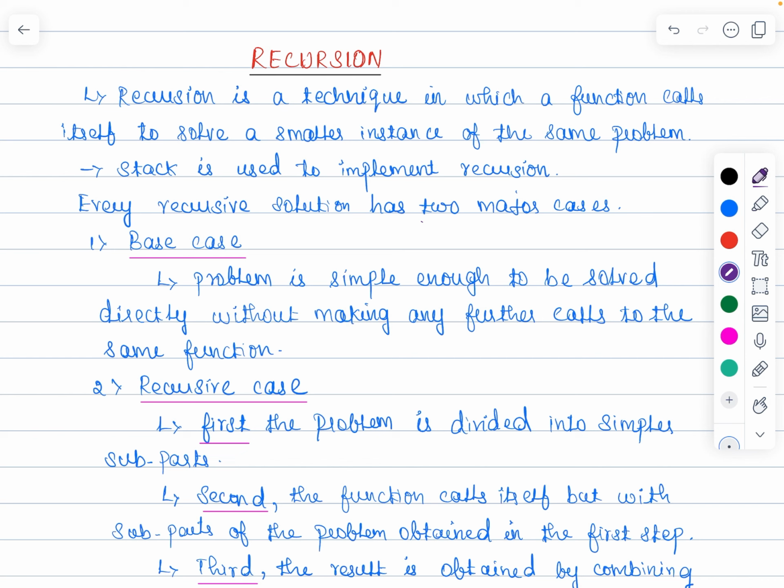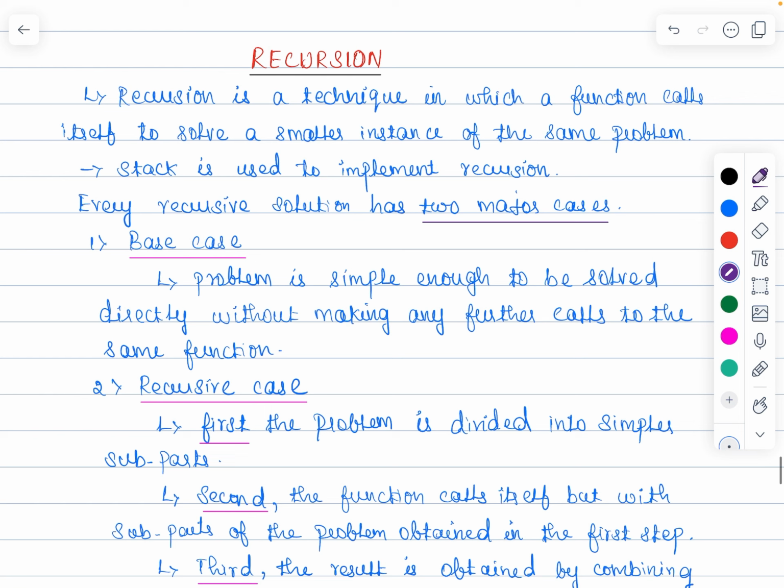Every recursive solution has two major cases: one is the base case and the other is the recursive case. Base case means the problem is simple enough to be solved directly without making any further calls to the same function. The problem ends when it reaches the base case, because since it is calling itself repeatedly, there should be some ending point. So, there must be a base case for each problem. When it reaches the base case, the recursive call would end.